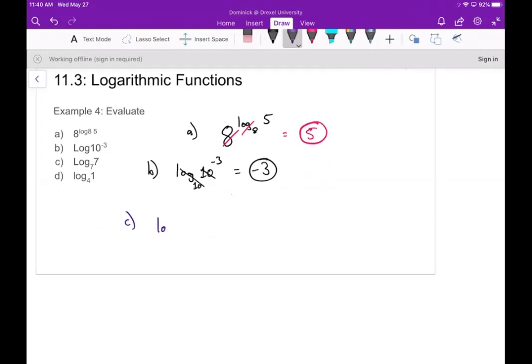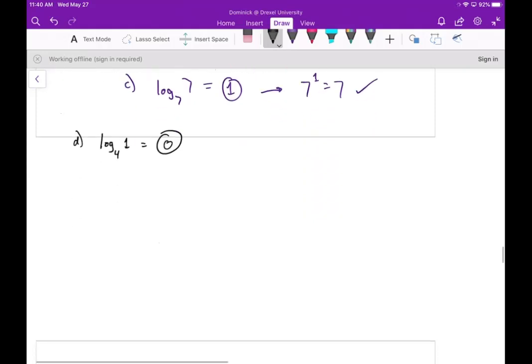Now, part C, we have log base 7 of 7. And of course, log base 7 of 7 is just 1. Right? And again, you could show this by converting to exponential form, and you would have 7 to the 1 is equal to 7, which is true. And then finally, part D, we have log base 4 of 1. And of course, this is always 0. All right, so those are some simple log identities that we can use.